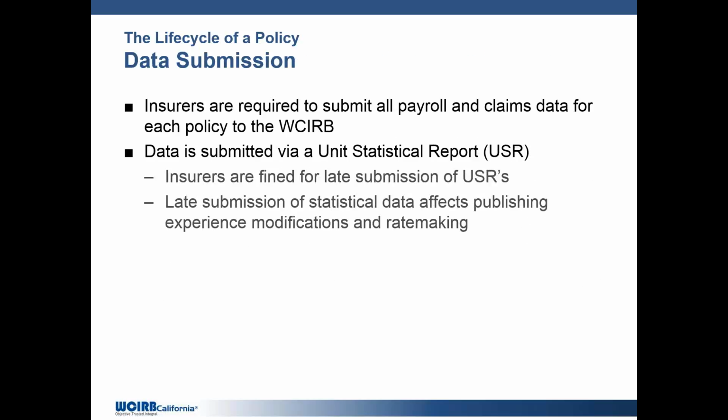So insurers are required to submit all their payroll and claims data for each policy to the WCIRB at the conclusion. And that information is submitted via a unit statistical report. And we talked about that during the policy life cycle there. And so why is that important? Well, it's important to the insurer because if they're late in submitting that information to the WCIRB, they can get fined for it. In addition, we know that late submission of the USR data, or that statistical data, affects the publishing of experience modifications and rate making.